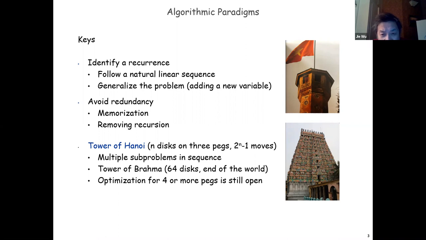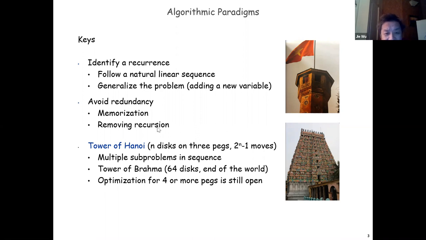If you spend one second moving one disk, then by the time you finish these 64 disks, they calculate it's almost exactly four times the history of the universe, right? So like billions of years. In fact, if you Google Tower of Brahma, there is a website with an animation that shows the 64 disks moving, jumping based on this optimal algorithm. It just keeps on moving, right, to the end of the world. Okay, so you get this idea of how to solve a problem.